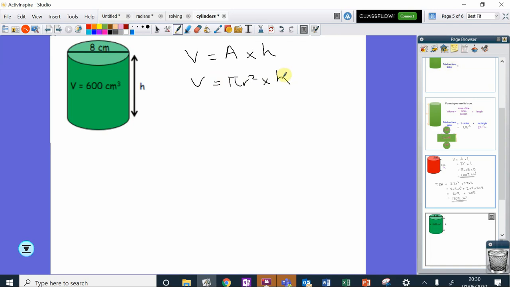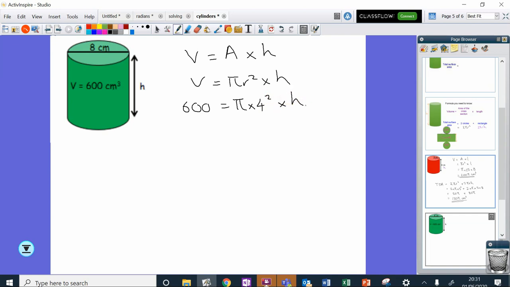But I don't know the height, but I do know the volume. So whatever they give you, just substitute that in. Pi is just a number. We've got the radius, that's 4. Don't accidentally put 8 in there. Very sneaky. And we've got h.